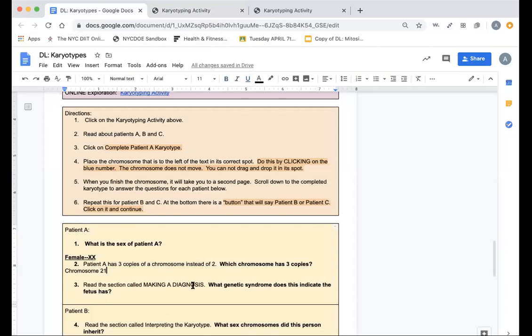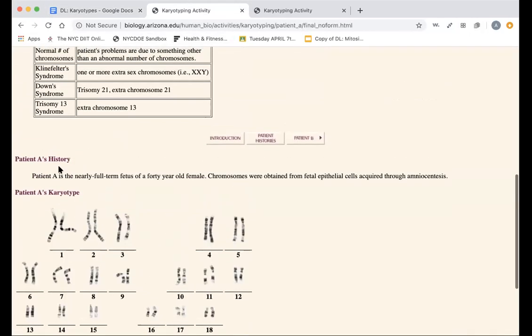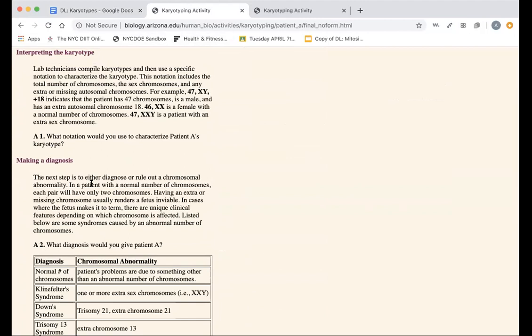All right, read the section called Making a Diagnosis. What genetic syndrome does this indicate the fetus has? So if we go up again, so history, making the diagnosis, you're going to read this. They will probably tell you an answer here. The next step is to either diagnose or rule out a chromosomal abnormality. In a patient with a normal number of chromosomes, each pair will have only 2 chromosomes. Having an extra or missing chromosome usually renders the fetus inviable. That means it's not able to survive. In cases where the fetus makes it to term, that means the whole 40 weeks and that it's born at a normal time, there are unique clinical features depending on which chromosome is affected.